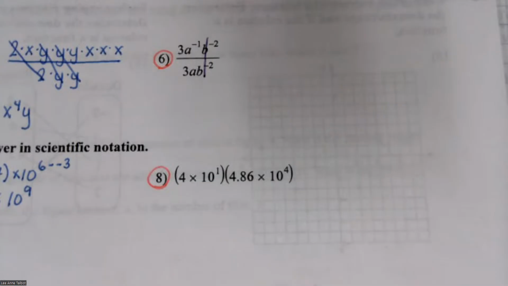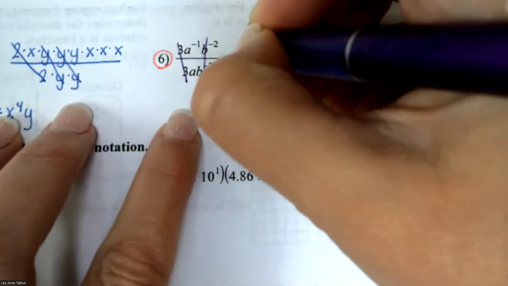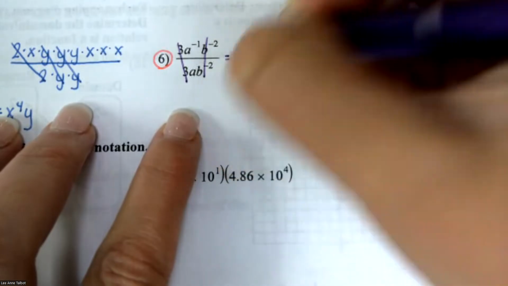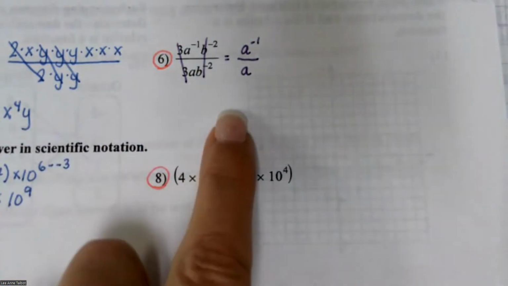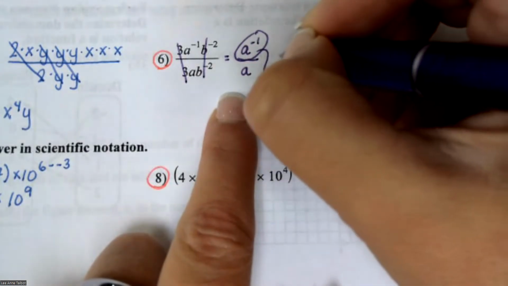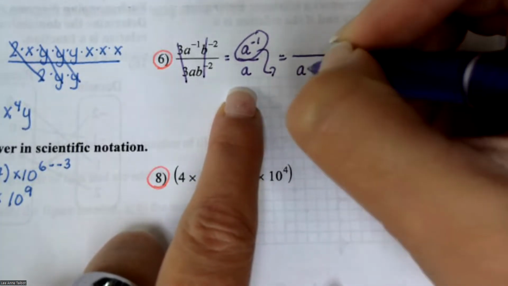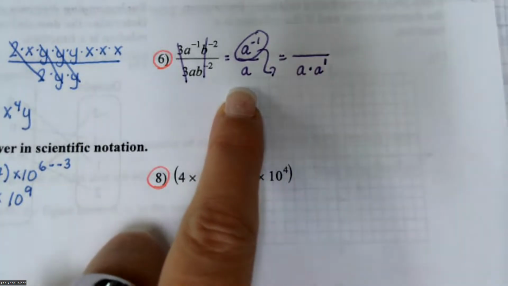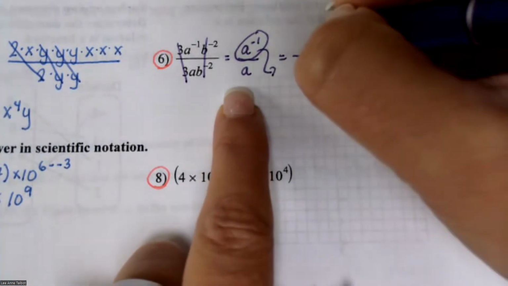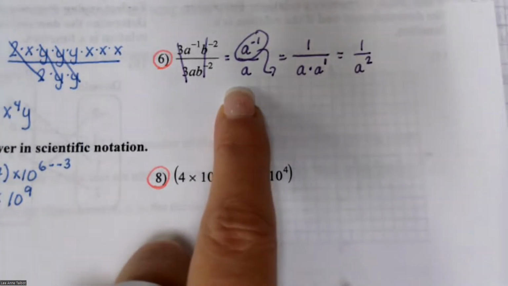Okay, what else can be canceled in this problem? No, the 3's. Okay, hold on to the thought with the a's. So a to the -1 over a. So this is what's left after my canceling. This one needs a reciprocal, so it's going to go down to the bottom. So I have a, the original a, times a to the +1 now. Nothing left on top. And so this is 1 over a squared.